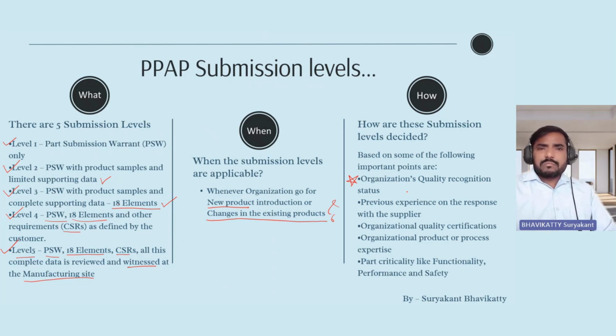Let's say for the last 1 year or last 3 years, what is the quality recognition status related to? It can be rejection, it can be PPM, it can be any other quality related information. That information you have to check here. And talking about previous experience, in terms of quality, cost, delivery, how was the response from the supplier? Those things you have to verify here. Like how the supplier responded to your issues, your complaints. That you can check.